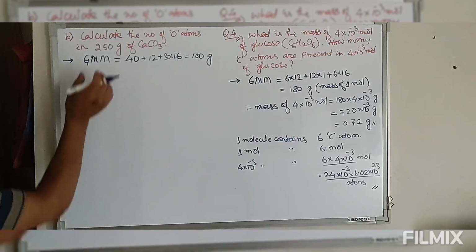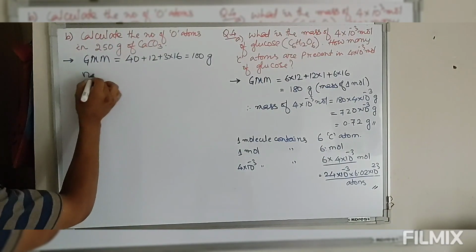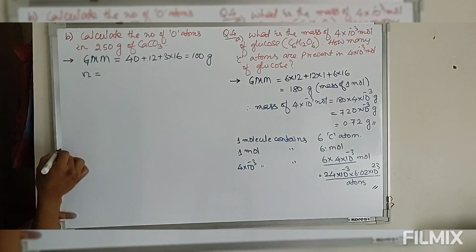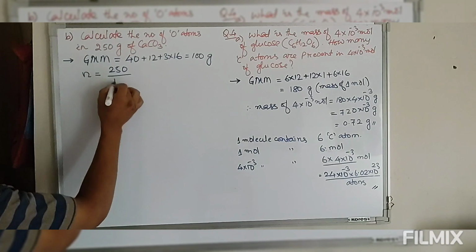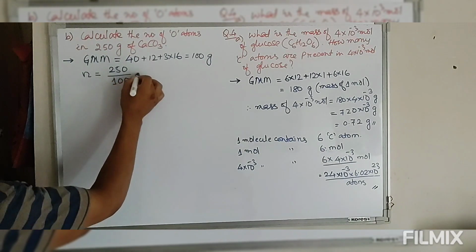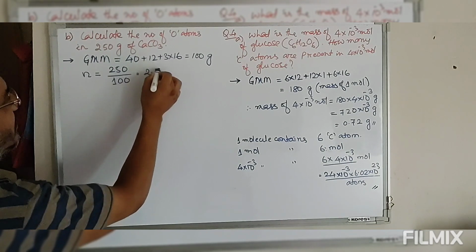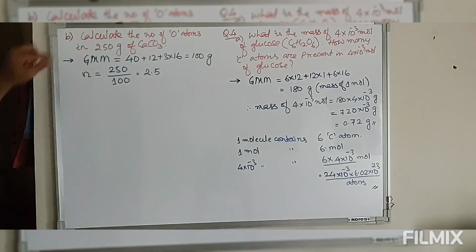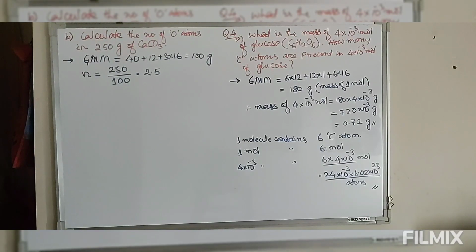So now look at this, we have the mass of the sample, we have the molecular mass, so we can easily define the number of moles of calcium carbonate. So this is the mass of the given sample divided by the gram molecular mass. So this comes out to be 2.5. So 250 gram of calcium carbonate corresponds to 2.5 moles of calcium carbonate.